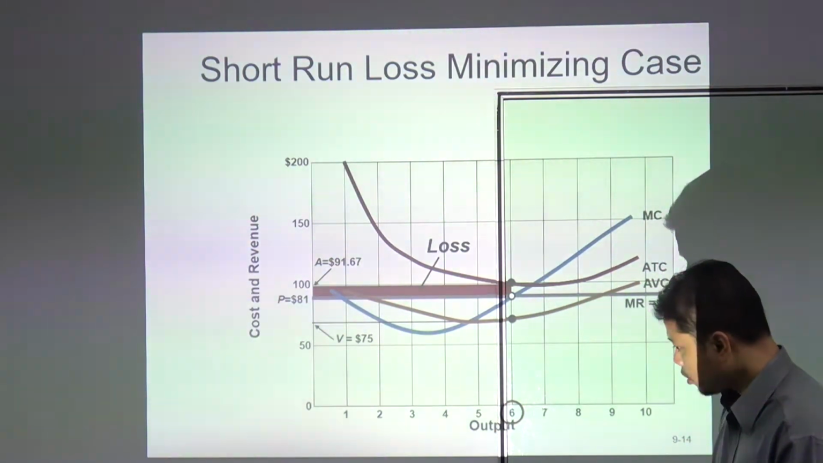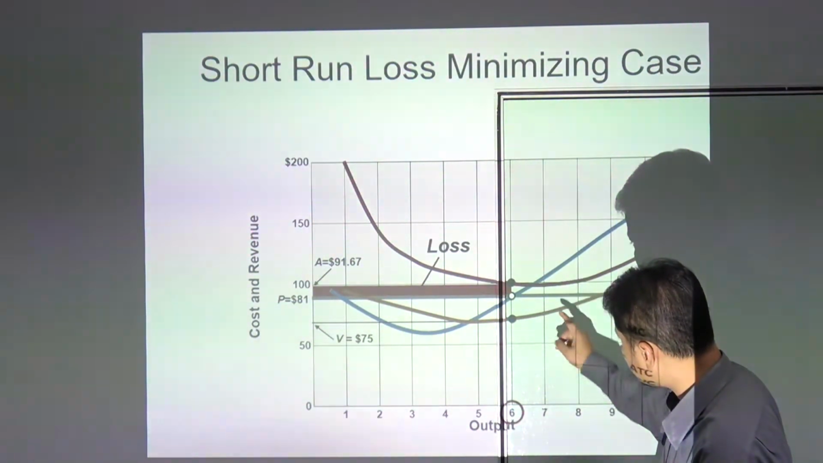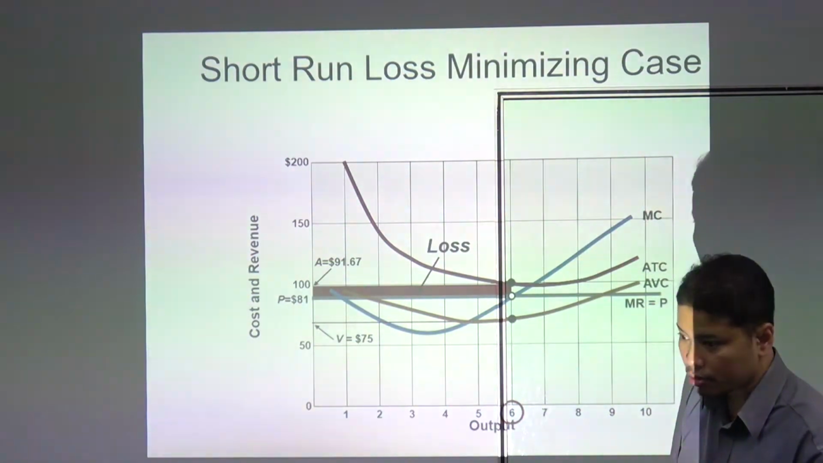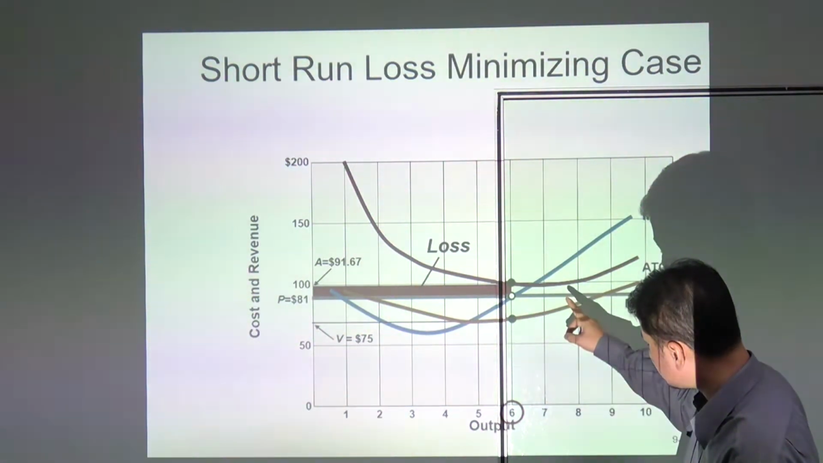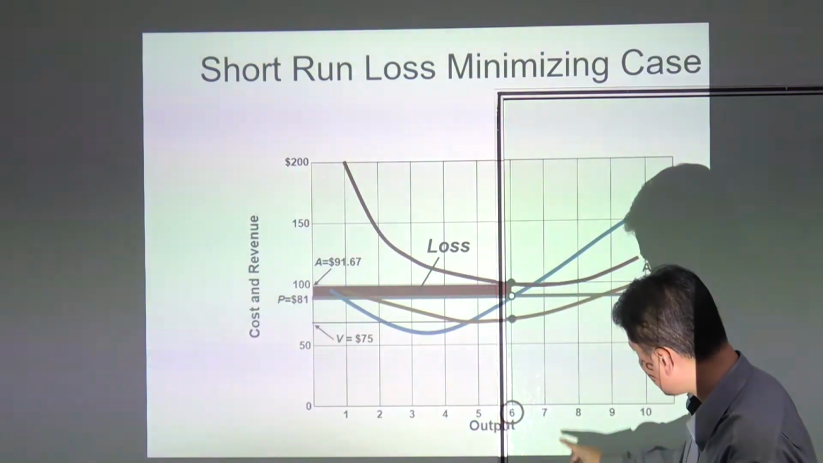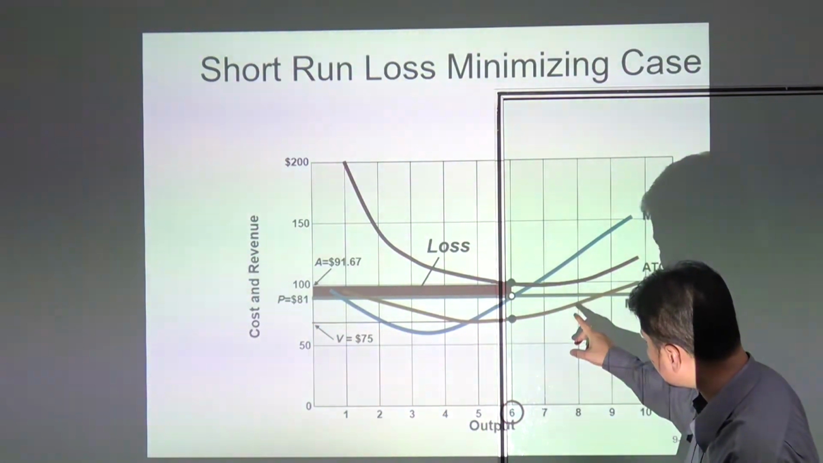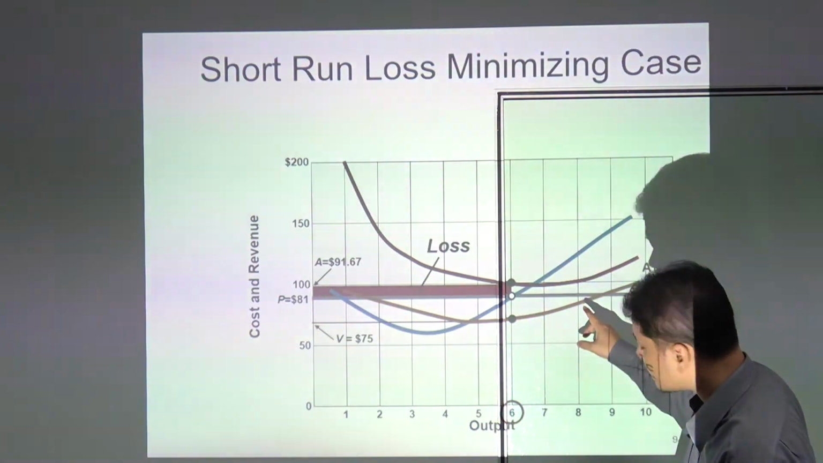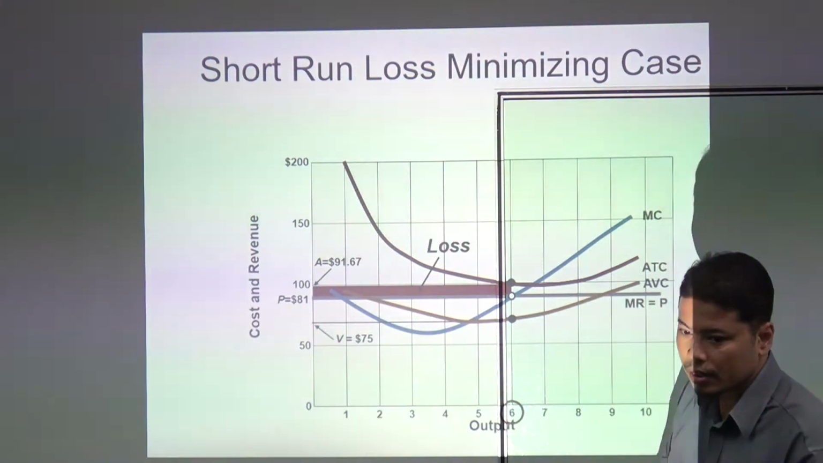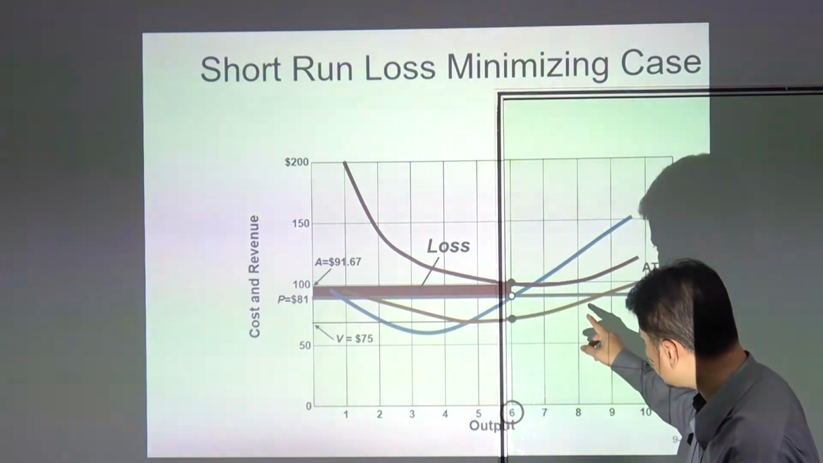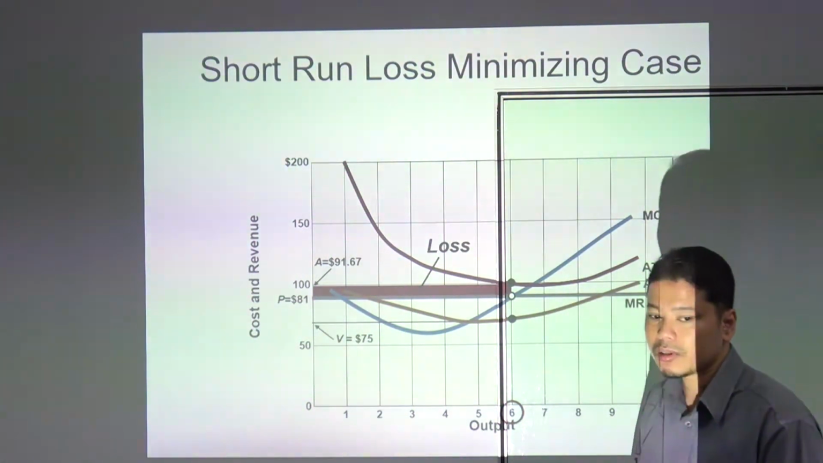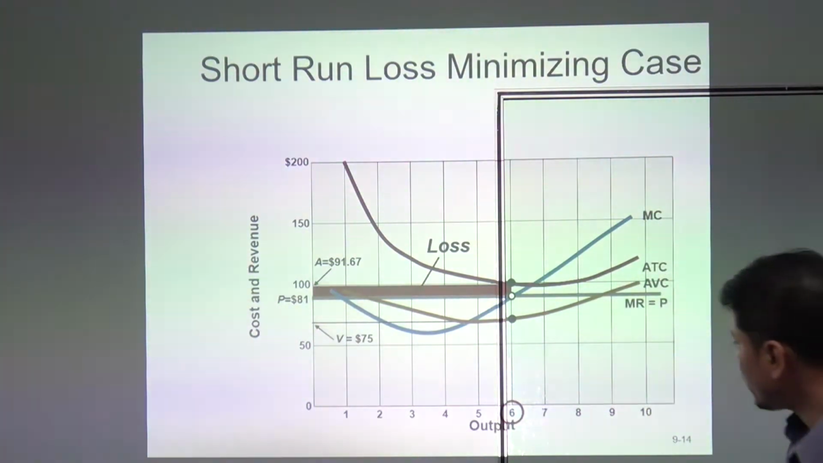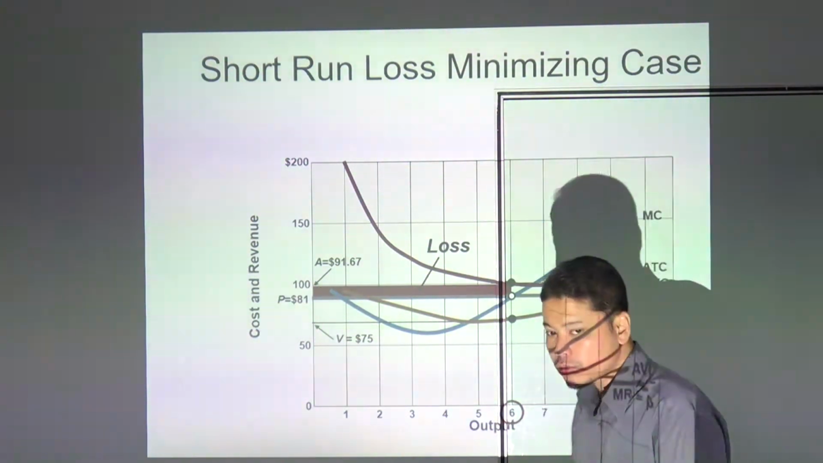Step 2, compare the price and average total cost. When you look at this, the price at 6 units, you trace it up, you will see that the price is now below the average total cost. In other words, the firm is currently making losses. So should the firm continue to produce or not?